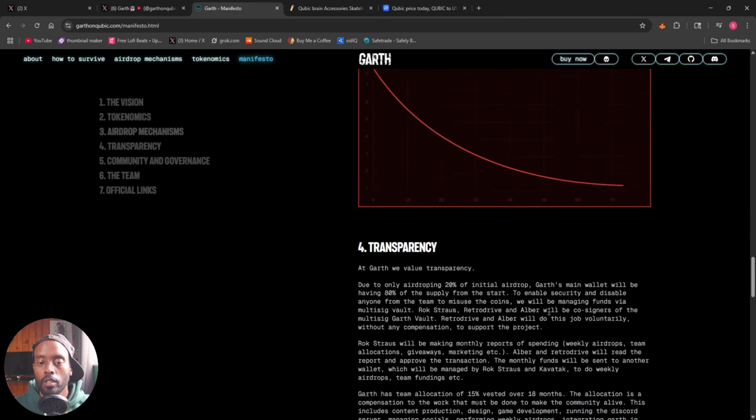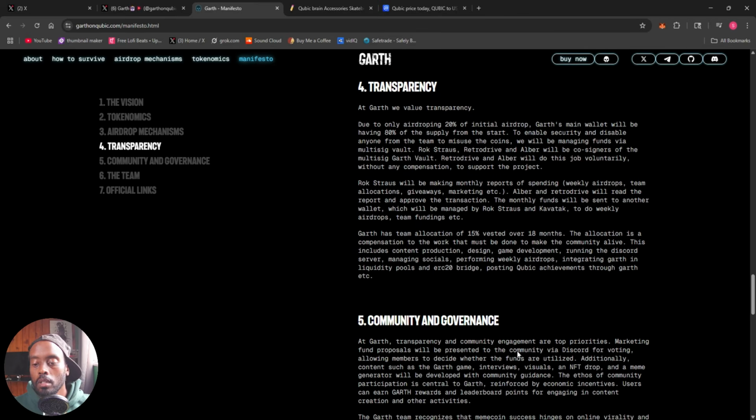Transparency. At Garth, we value transparency. Due to only airdropping 20% of the initial airdrop, Garth's main wallet will be holding 80% of the supply from the start. To enable security and prevent anyone from the team from misusing the coins, we will be managing funds via a multi-sig vault. Rockstrass, Retro Drive, and Albert, who are big deals in the community, will be co-signers of the multi-sig Garth vault.